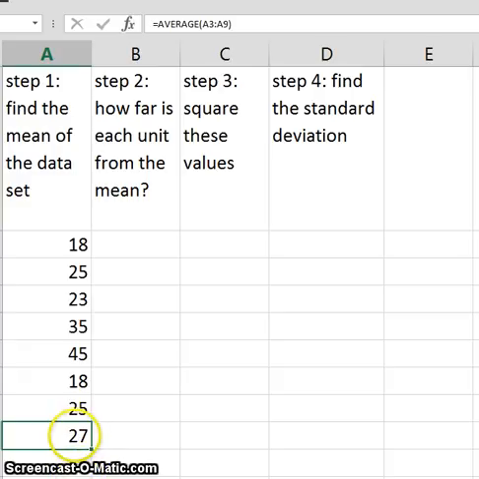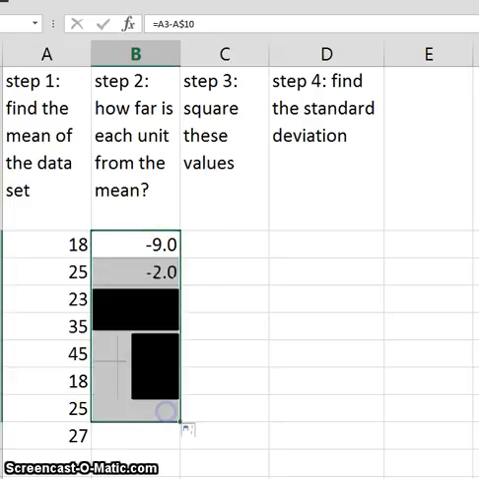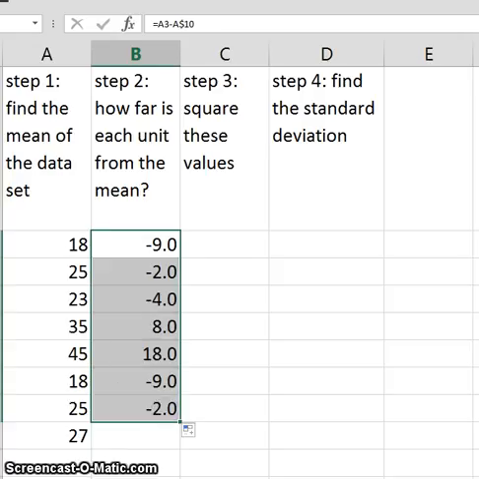Now we want to know how far is each unit from the mean. So in Excel, if you use equals, you can make a formula. So the first unit is 18 minus the mean, 27. But I want the formula to continue to pull 27 as the mean. So I'm going to put a $ sign in my formula there. Press enter. Now I'm going to hold and drag this formula through the data set. So this is how far each unit is from the mean.